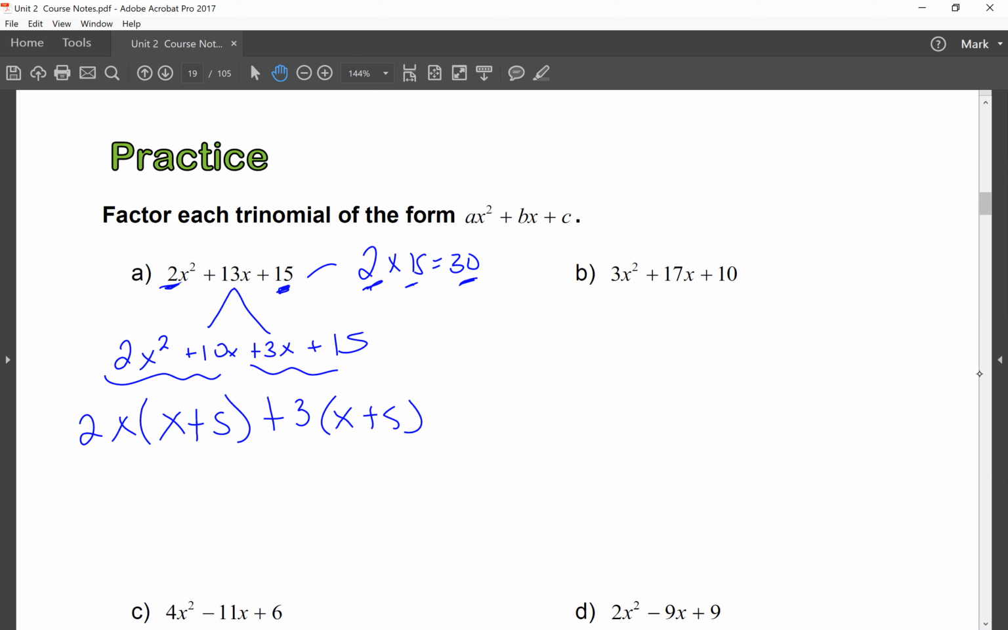You could see my brain a minute ago just kind of breaking, because if these weren't the same, I messed up, but they are the same. So my answer to this question is x plus 5 and 2x plus 3.